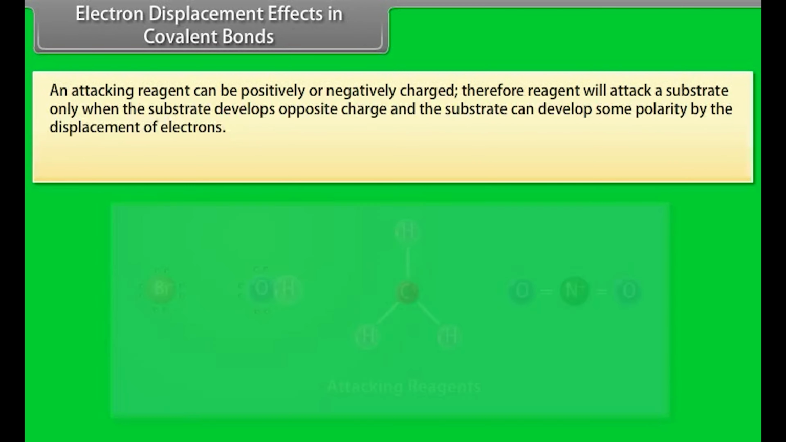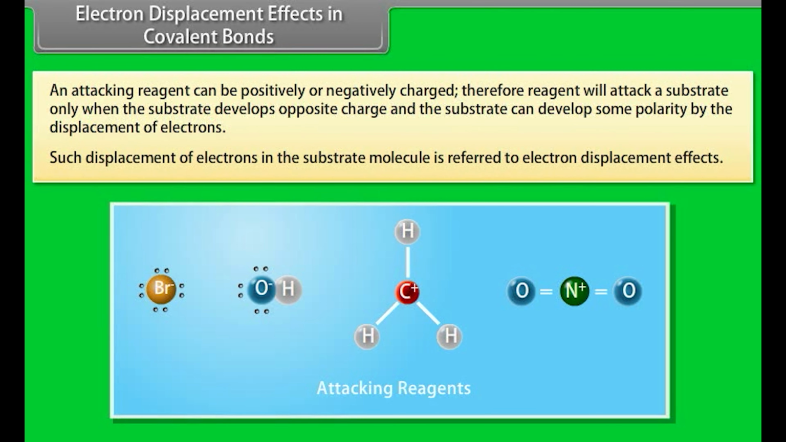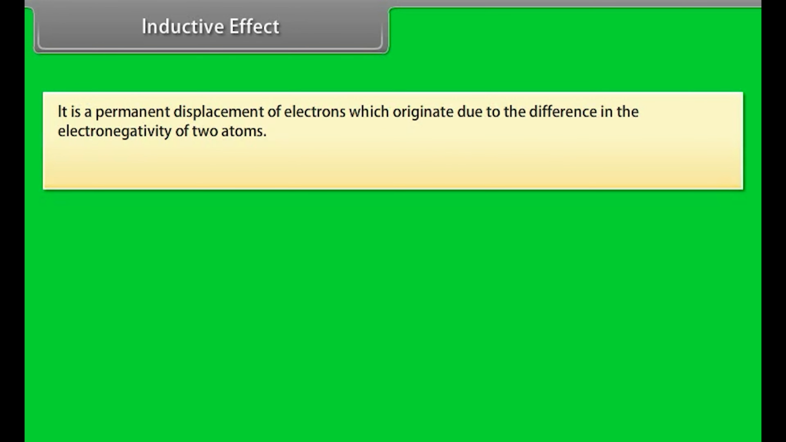Electron displacement effects in covalent bonds. An attacking reagent can be positively or negatively charged. Therefore, reagent will attack a substrate only when the substrate develops an opposite charge, and the substrate can develop some polarity by the displacement of electrons. Such displacement of electrons in the substrate molecule is referred to as electron displacement effect. Inductive effect. It is a permanent displacement of electrons which originates due to the difference in the electronegativity of the two atoms.